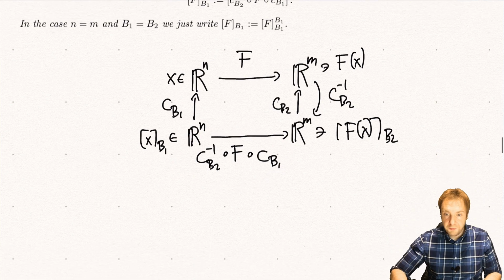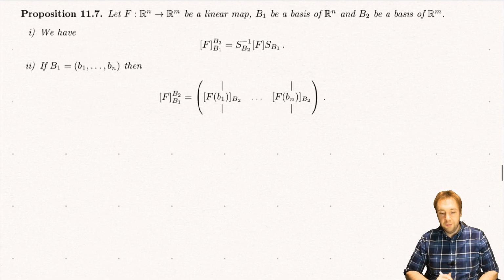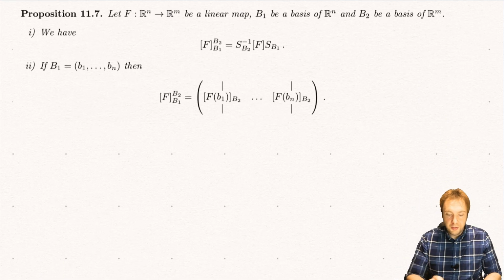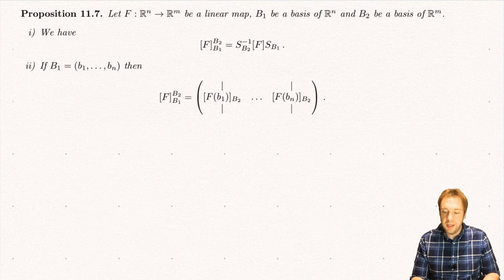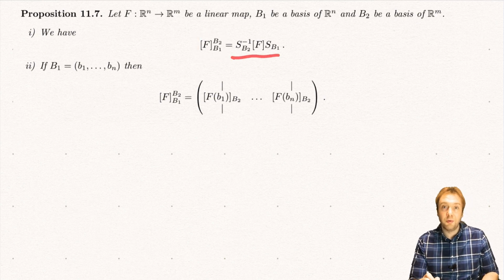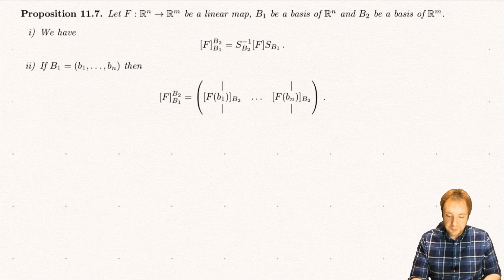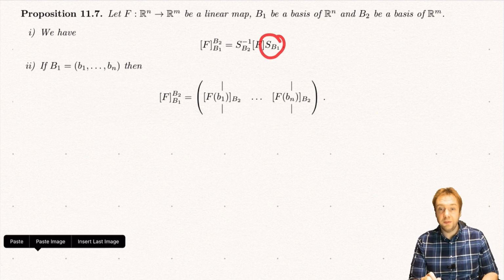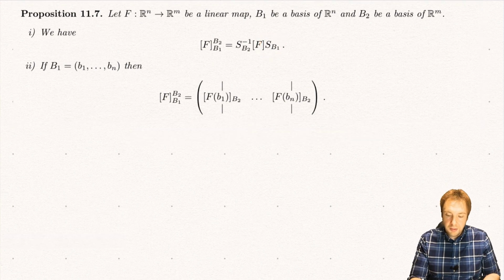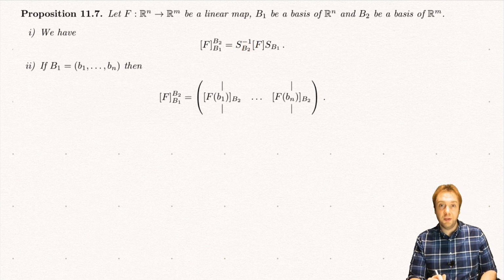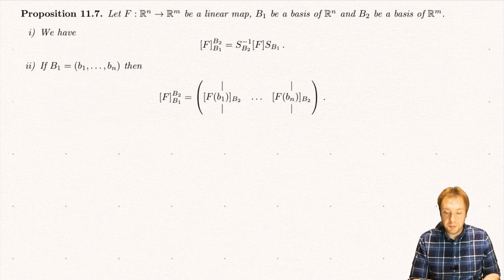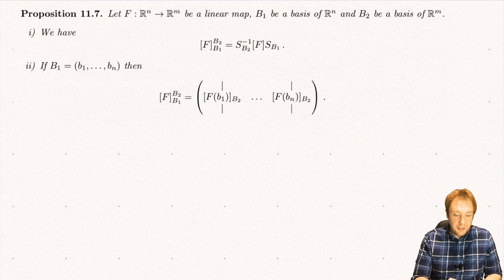Okay, but first some statements for this matrix of f. Again, let's take a linear map from Rn to Rm, and I have a basis B1 of Rn and a basis B2 of Rm. Then the first statement is that this matrix, which we just defined, is given as a product of these three matrices, where SB1 is the change of basis matrix with respect to the basis B1, F is just the matrix of F, and SB2 is the change of basis matrix for the basis B2, and here we take its inverse.